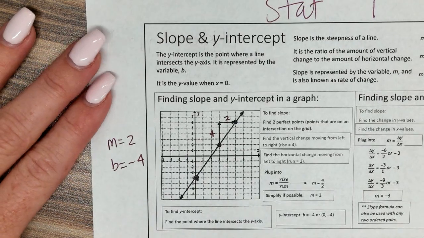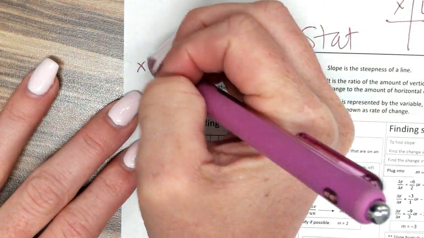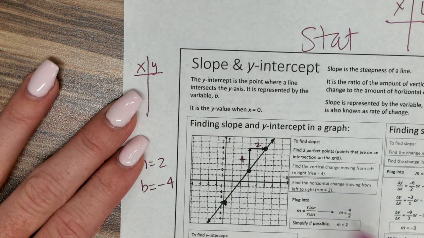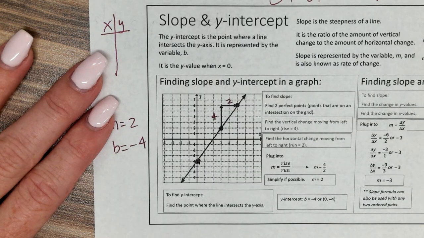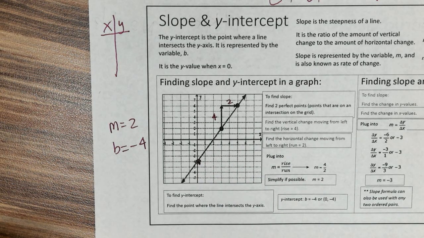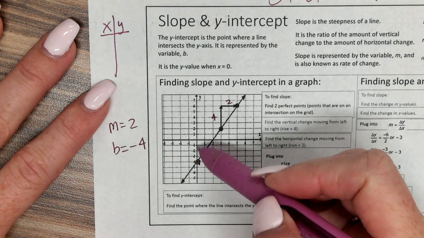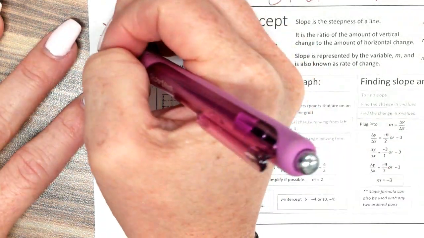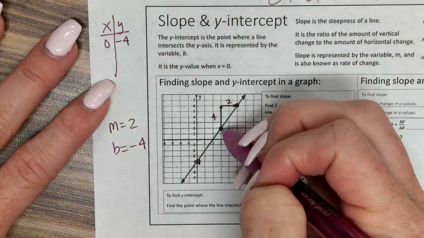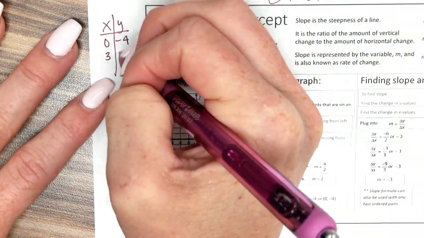But let's say I wanted to just use STAAR. If I wanted to use STAAR, I'd have to make a table. How many coordinates do I need? 2. There's 3 graphed here. Just pick 2. It does not matter. If you pick this one, what's my x value? 0. My y value is -4. If I pick this one, my x value is 3, and my y value is 2.